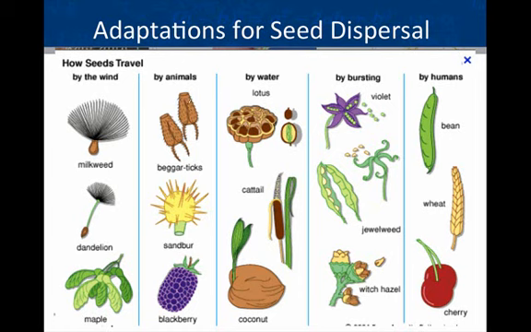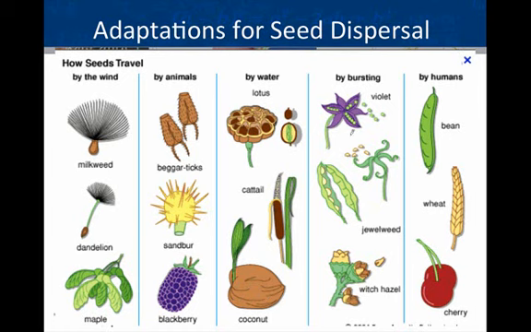We have beggar ticks and sandburrs and a blackberry. These things have some spines on there, and they're going to be able to just stick to animals that are walking by, that are going to basically go disperse that somewhere else. Even by water, you see a lotus, cattail, even a coconut. What most people think is the coconut is actually the seed, and that's within this big hairy fruit. That's going to be able to just bob up and down in the waves until it lands on some ground and then be able to grow from there.